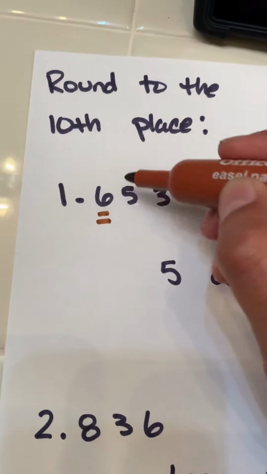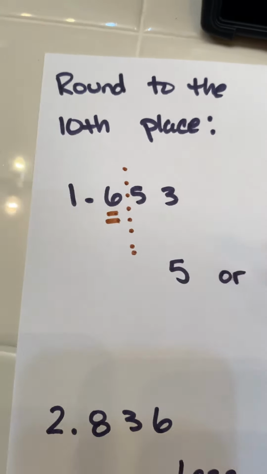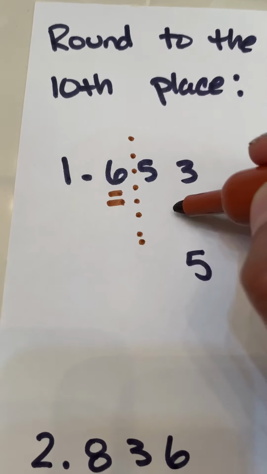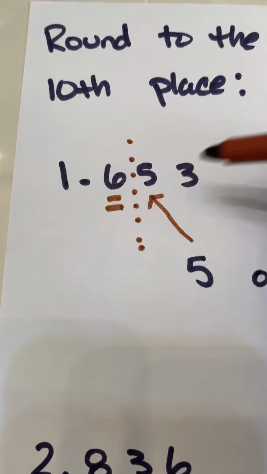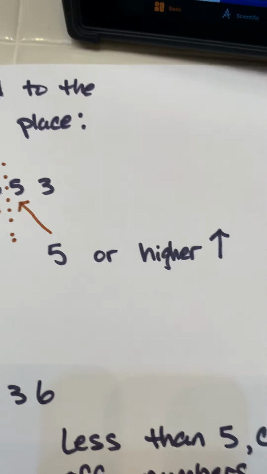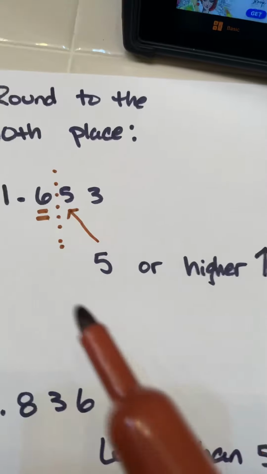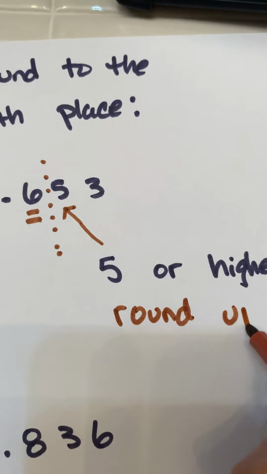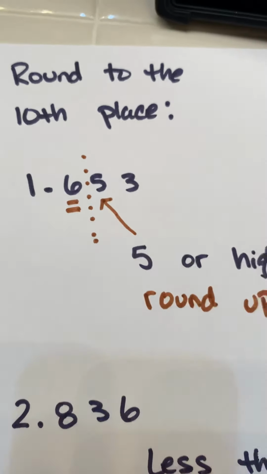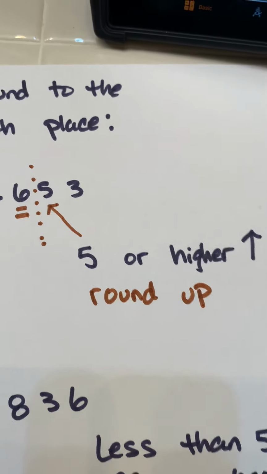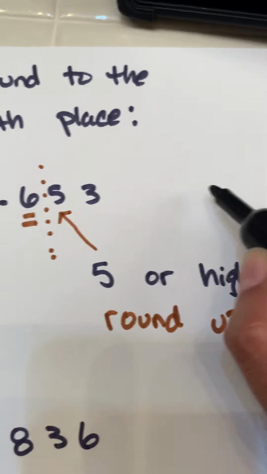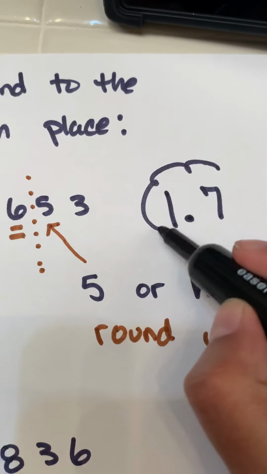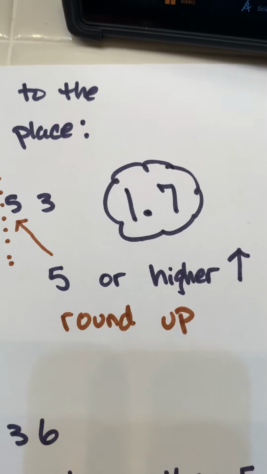So that means any number that comes after that, I'm going to have to check to see how I can round my answer. In this example, we need to look at the second number. If the second number is 5 or higher, then I'm going to round up the number that's in the 10th place. If I round up the number in the 10th place, which is 6, I'm going to round it up one number higher. So 1.653 is now going to become 1.7. That is my rounded answer, rounded up.